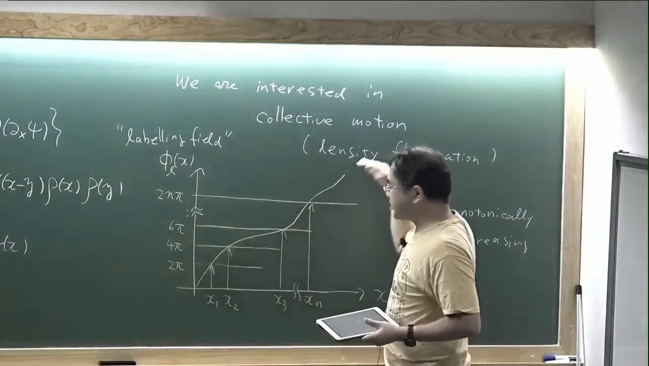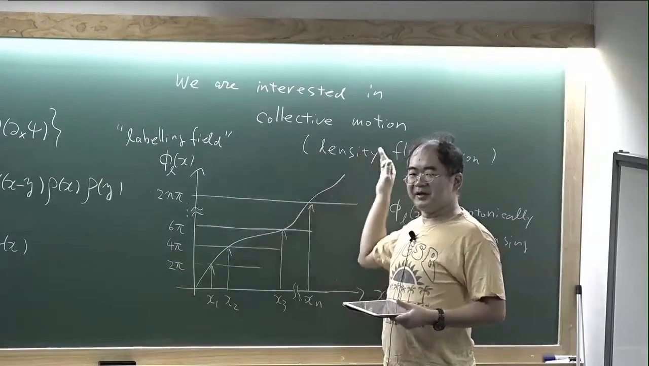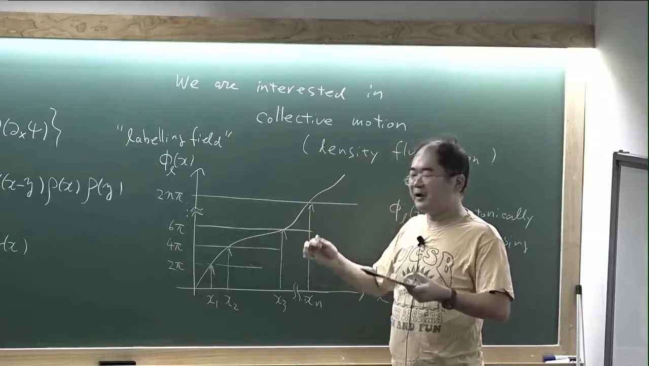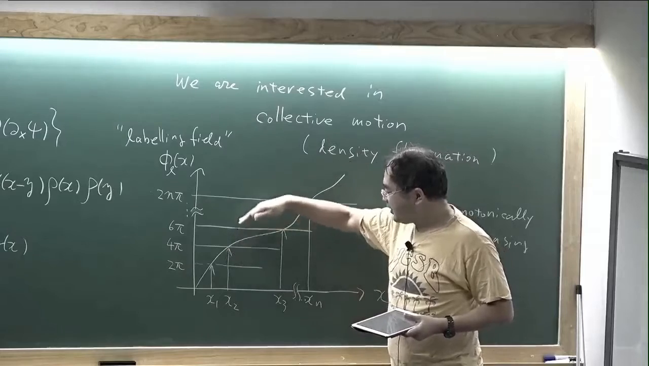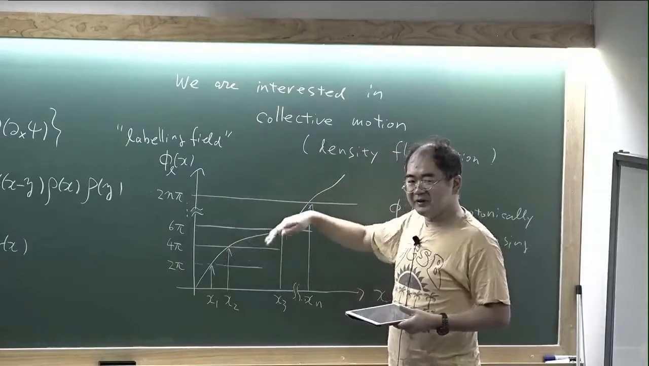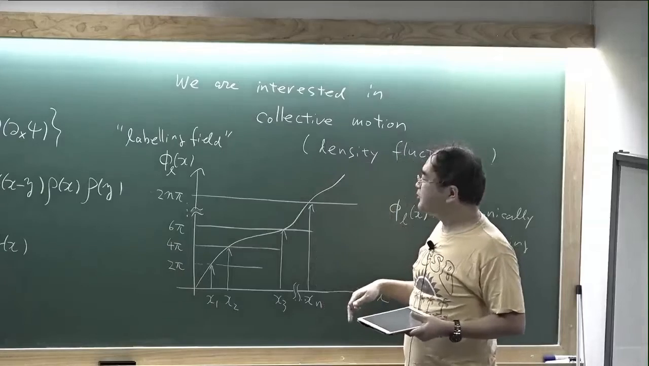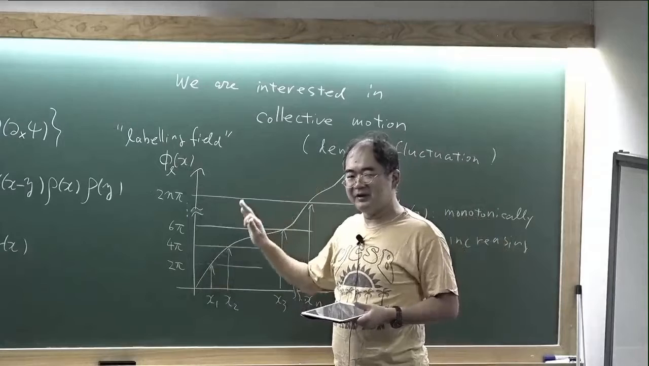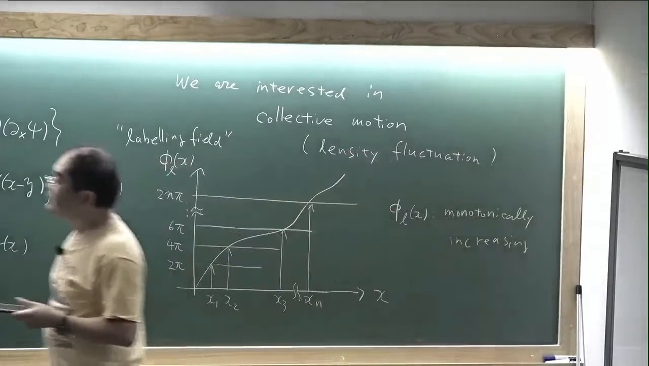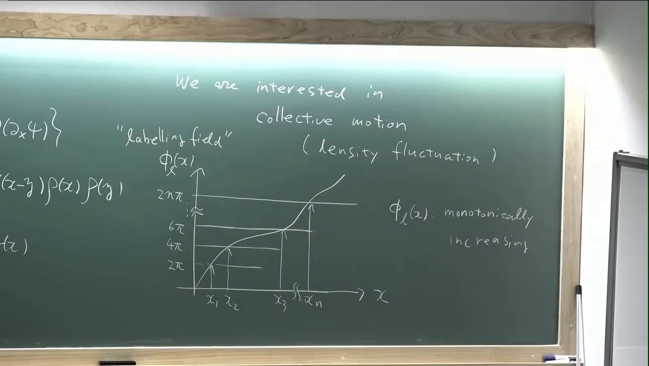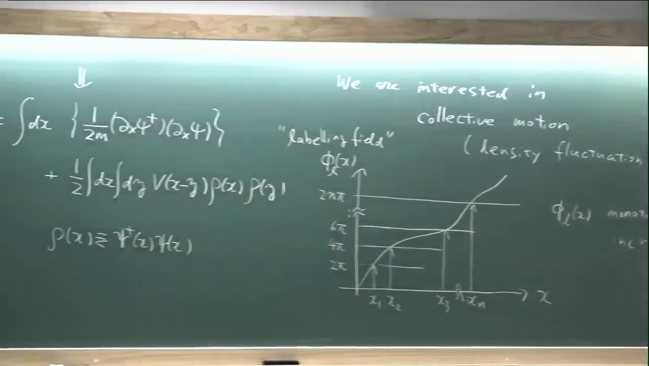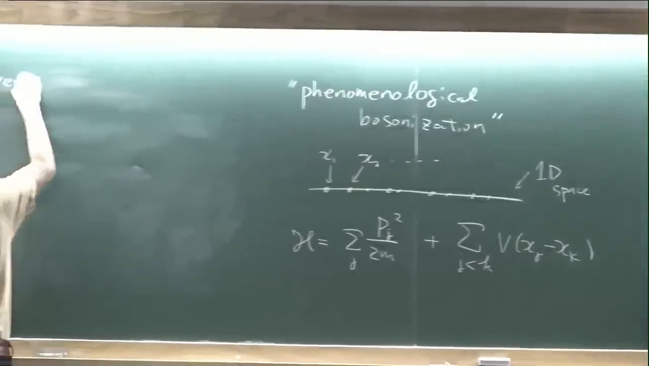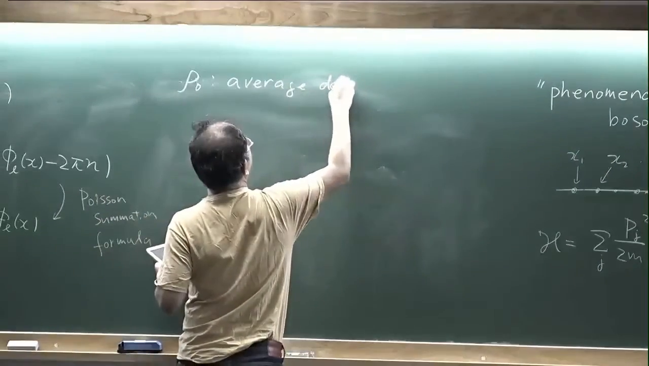So on average, this labyrinth field should increase like a straight line linearly. But then we are interested in sound wave-like excitation, which is fluctuation around this straight line. So we want to decompose this labyrinth field into average linear part and fluctuation part. So that can be done. So let rho zero be average density.